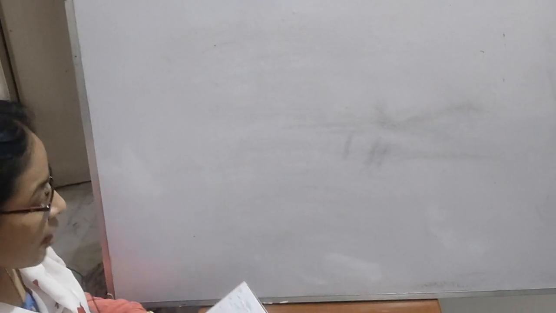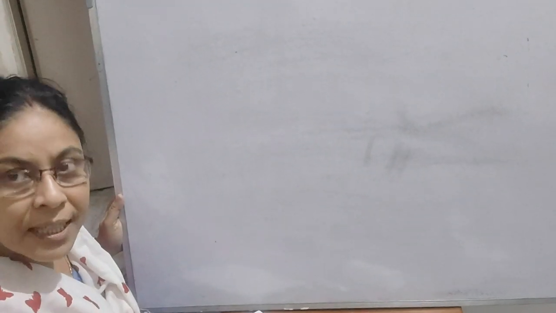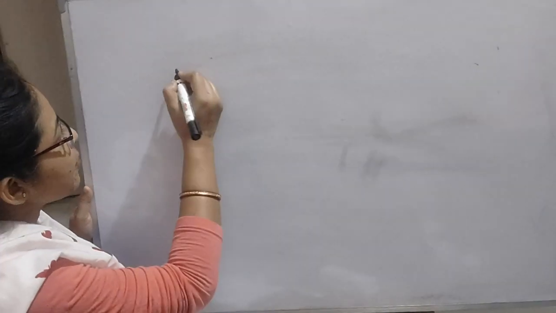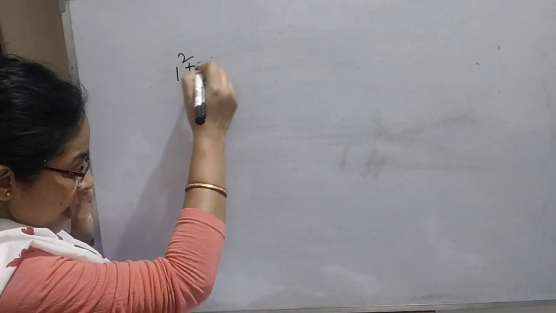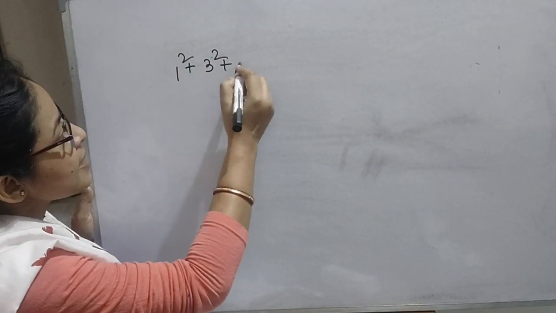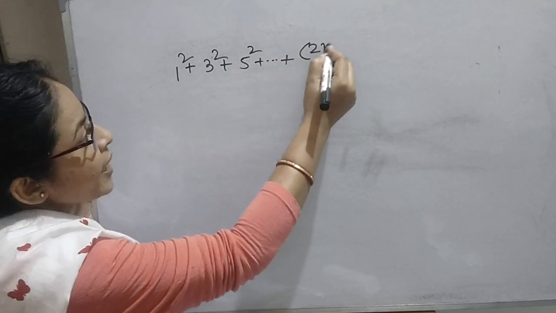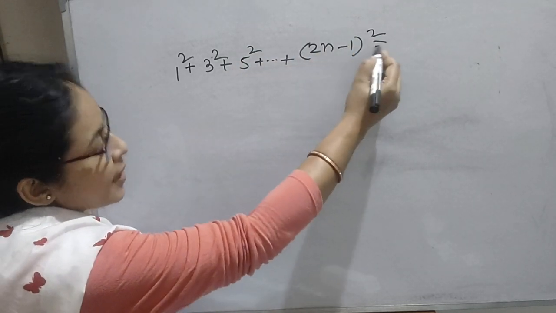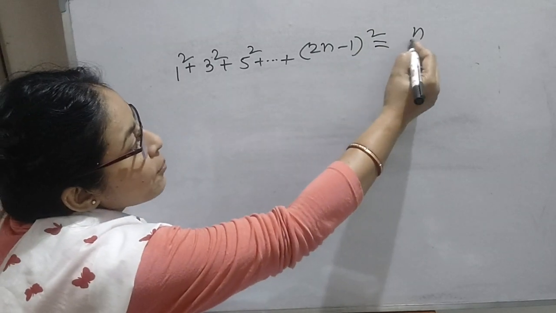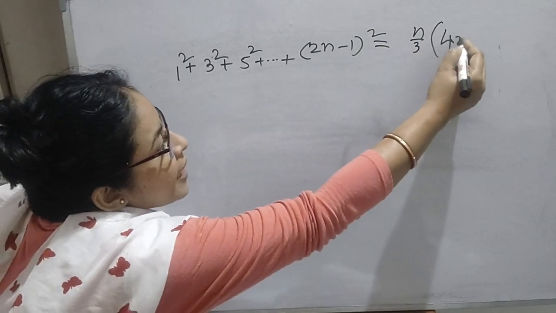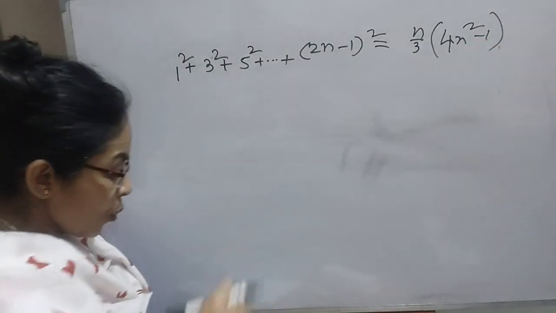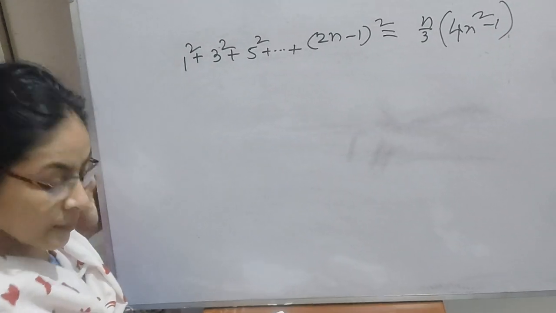Now I am going to start the sum number short answer type question, sum number 8 under 1. That means 1 square plus 3 square plus 5 square plus dash dash dash plus (2n minus 1) whole square, this equal to n by 3 into (4n square minus 1). Okay.